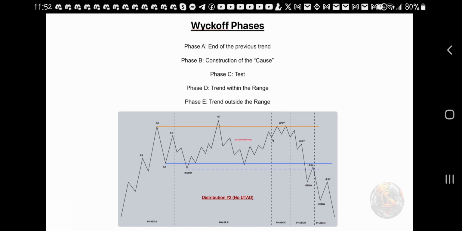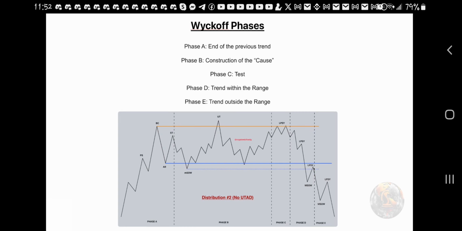But after phase C, we move into phase D. This is now the trend within the range. This is where we have trending through the range and also the breakout with confirmation. This phase tends to happen pretty fast because of what happened in phase C. And so because phase C was a failed attempt for the bulls to reclaim, it means in phase D, the market is starting to realize which way it needs to head. The smart money already knows, but at this point, most people are starting to get wise to it as well.